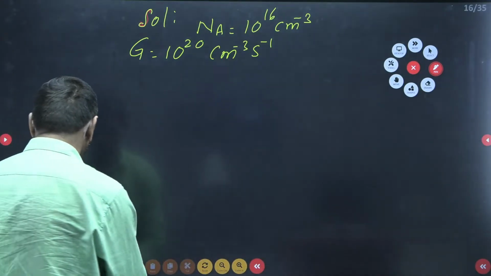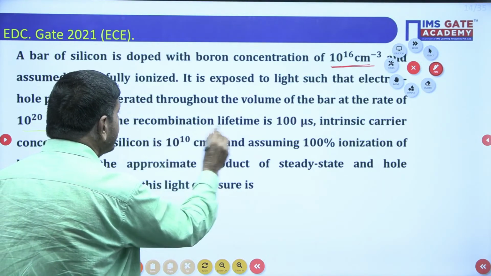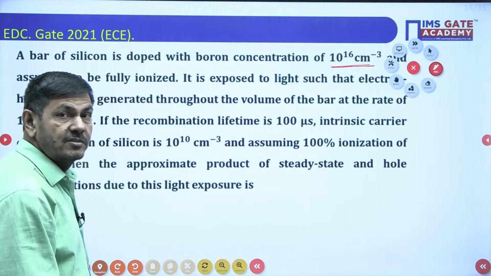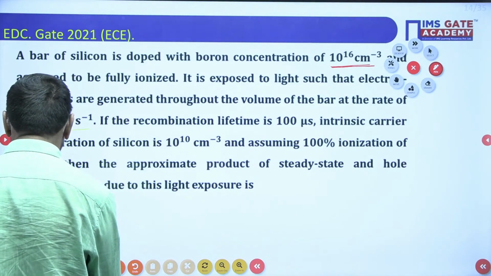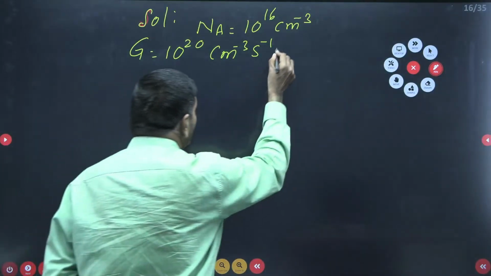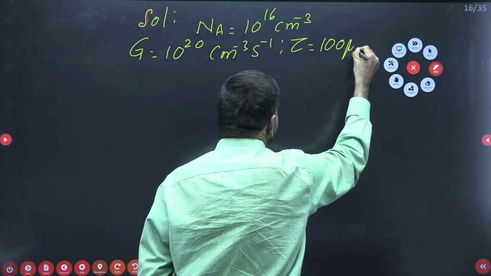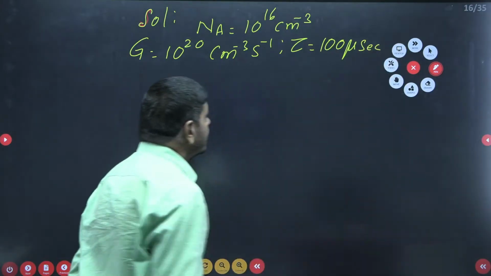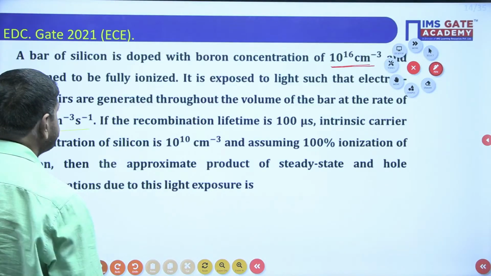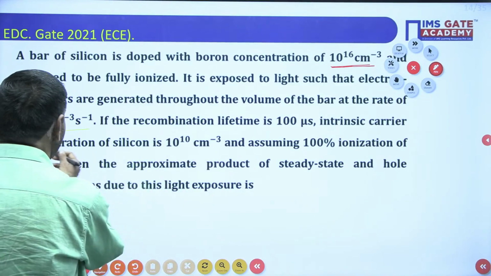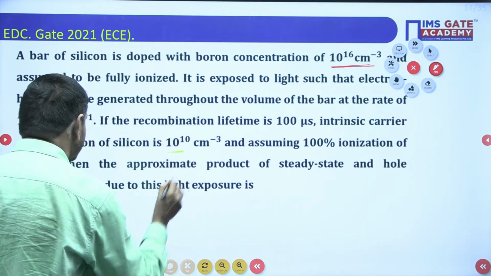And one more parameter is given in the problem. What is given? The recombination lifetime is given. Tau equals 100 microseconds. That much time. And still what is given in the problem? The intrinsic carrier concentration Ni is given as 10 power 10.